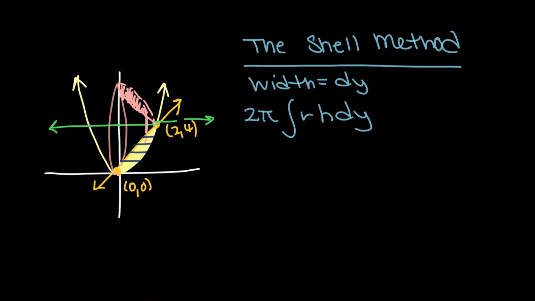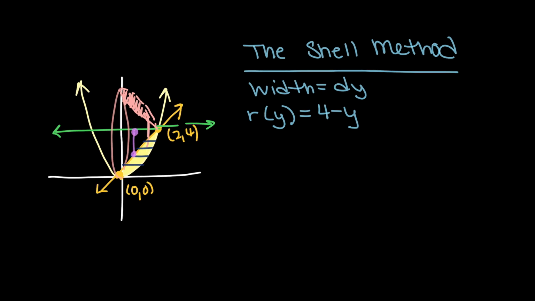Using the shell method, the thing that we're going to integrate is 2 pi r times h. But my r and h have to be functions of y. So we'll start with r. Radius would be the distance to that axis of rotation. So this little line segment I've drawn is my r, my radius, distance from my slice to my axis of rotation. The top there is always y = 4. And then the bottom of that little purple line segment is wherever my y value is, wherever I am on this picture. So my radius is going to be 4 minus y. Radius is 4 minus y.